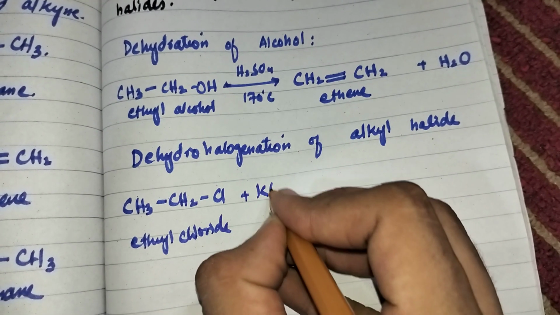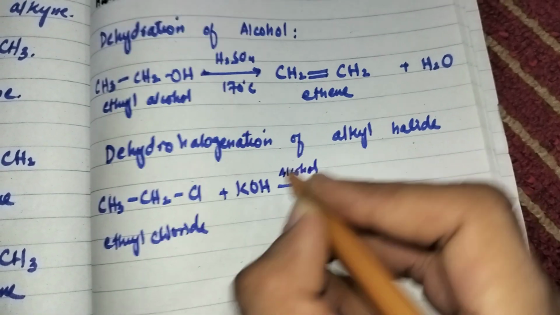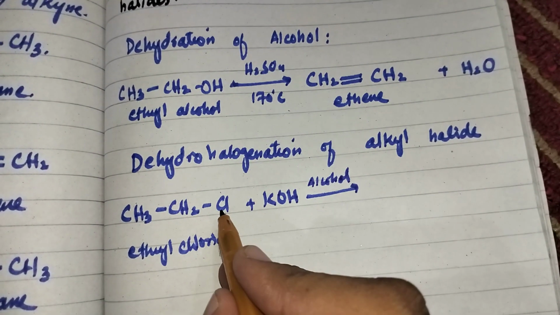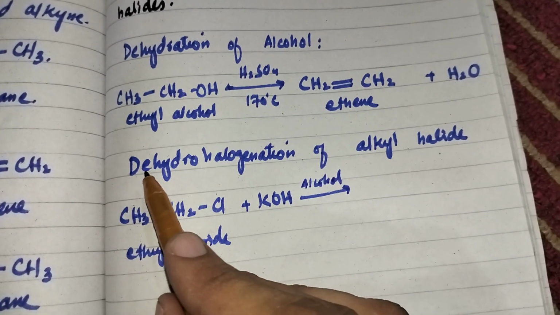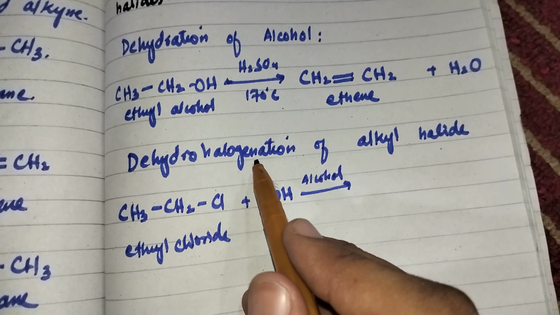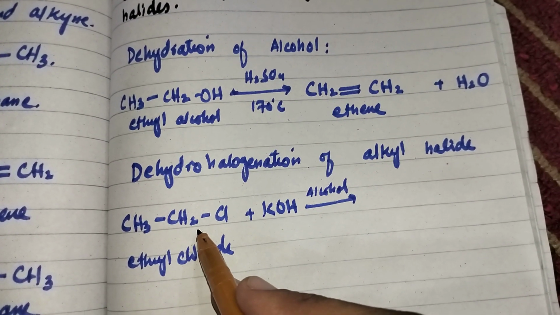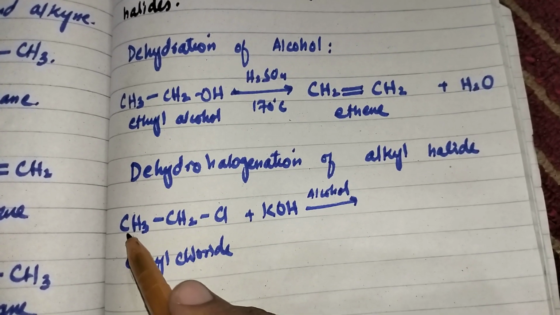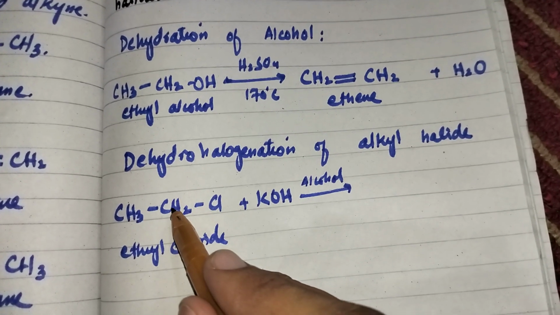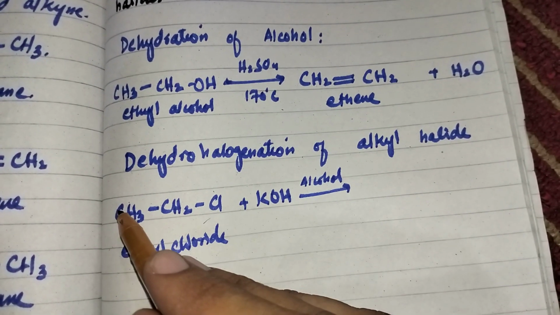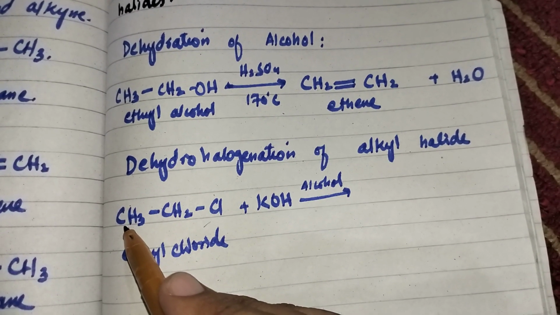Ethyl chloride, when reacted with KOH in the presence of alcohol, this process is dehydrohalogenation. De means removal, hydro means hydrogen, and halogenation refers to the halogen atom, and in this compound we have a halogen atom of chlorine. So hydrogen will be removed from this carbon and chlorine will be removed from this carbon. Chlorine is attached to this carbon, so from this carbon chlorine will be removed, and from this carbon hydrogen will be removed. There are 3 hydrogen atoms, 1 hydrogen will be removed, so the remaining will be 2.